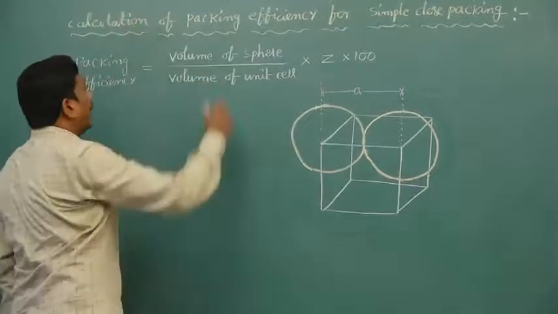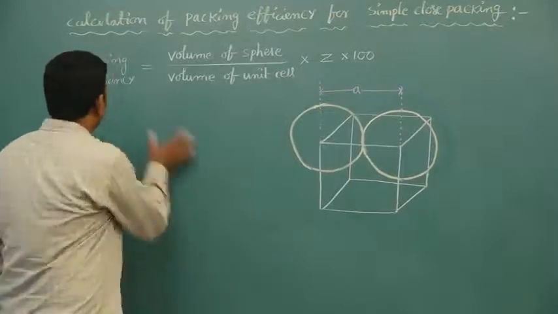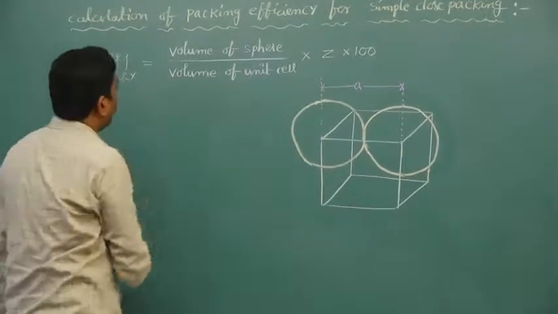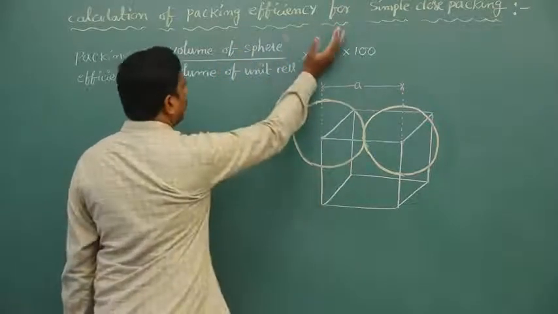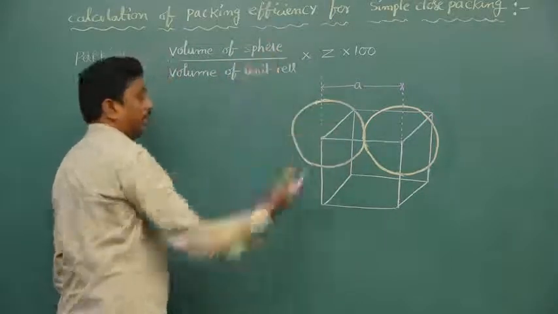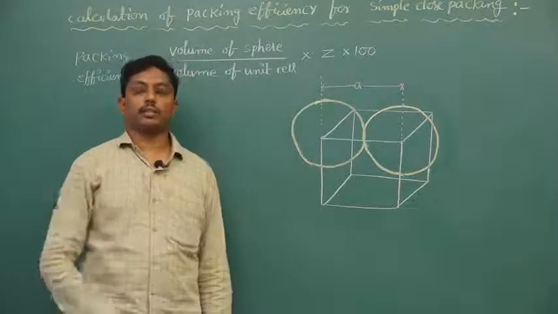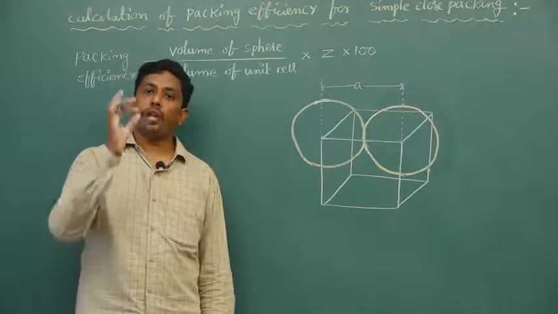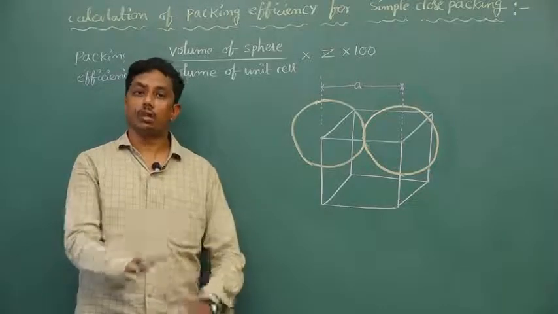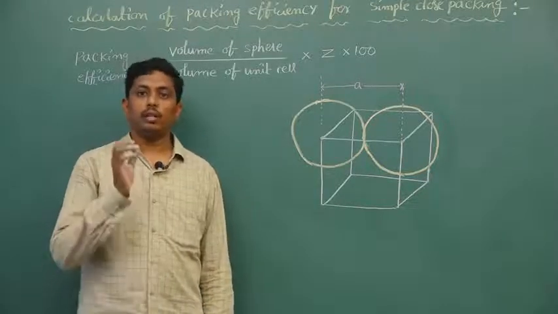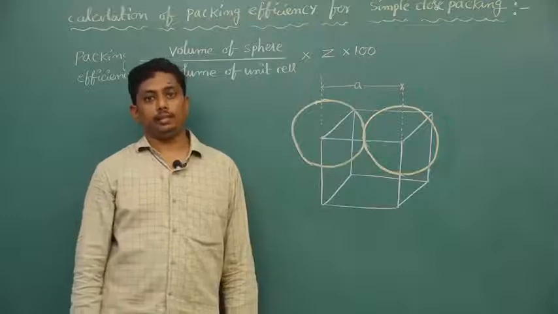So, calculation of packing efficiency for simple close packing, which is also called primitive. First you need to write the formula, packing efficiency: volume of sphere into Z into 100 by volume of unit cell. Instead of Z we can write volume of spheres, both are correct. Now, see the diagram. Students, in this derivation, in this calculation, the diagram is very important. If the diagram is wrong, the entire derivation is wrong. In the exam they will observe the diagram very carefully, so you need to draw the diagram clearly and it should be correct.